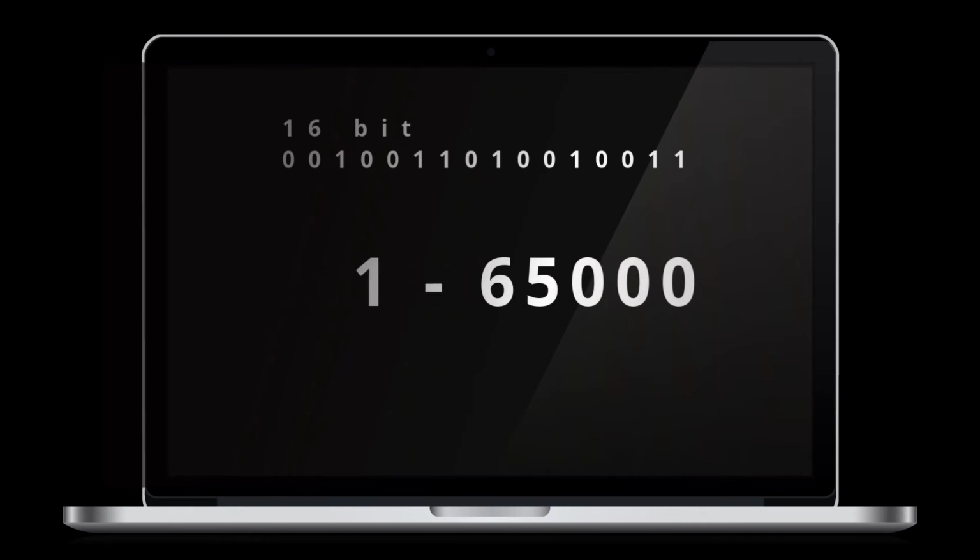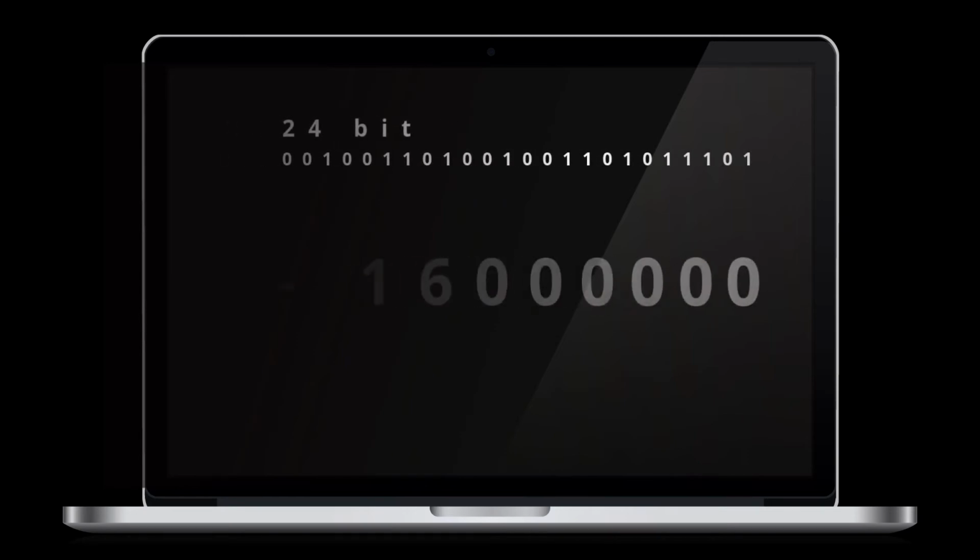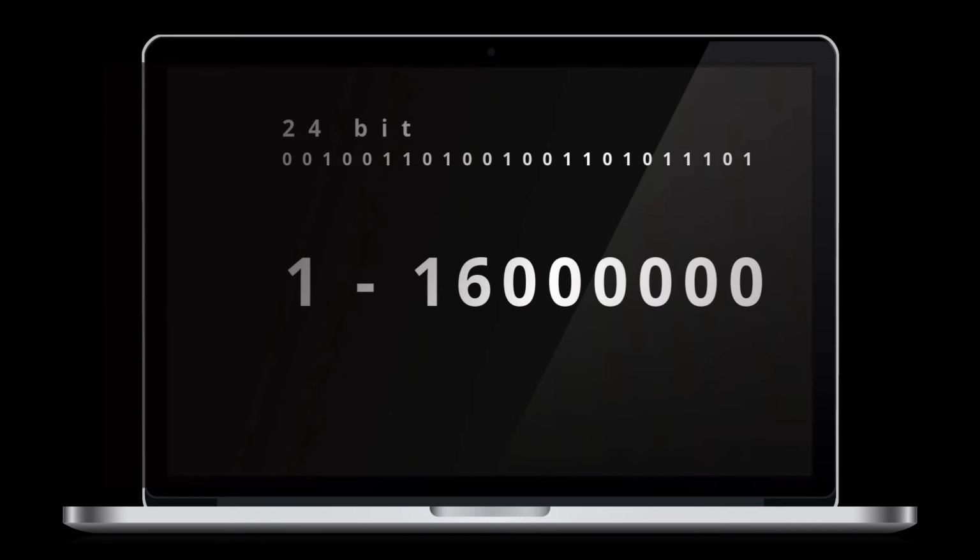Fortunately, we have a rather big number to work with. A 16-bit sample can describe a number between 1 and 65,000. The point of 24-bit resolution is to make it even better. With 24-bit, we can describe a number between 1 and 16 million and something. So this is a more accurate description of the analog world, and that is great.